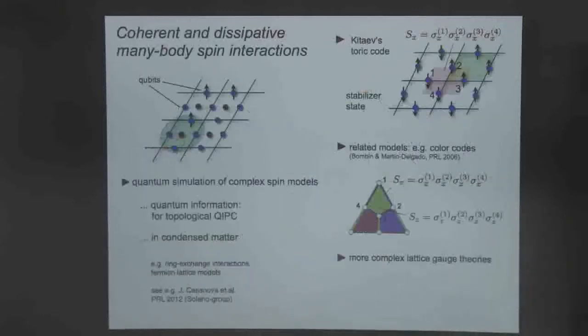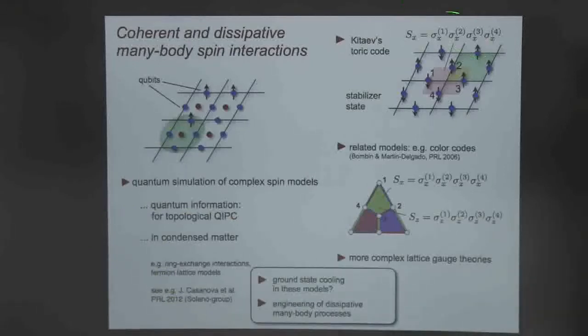You might ask, why might I be interested in such strange many-body interactions and not just the 2-body Ising models? Well, these interactions are of interest, for instance, in topological quantum information processing, like the Kitaev surface code, where one has Hamiltonians where these 4-body plaquette-type interactions naturally appear, or in condensed matter models. And the remaining big challenge, if we are able to simulate such 4-body interactions, is also to ask the question, can we also engineer collective dissipative many-body processes, for instance, with the purpose of using these to achieve ground state cooling in such models, or the preparation of entangled states by dissipation.